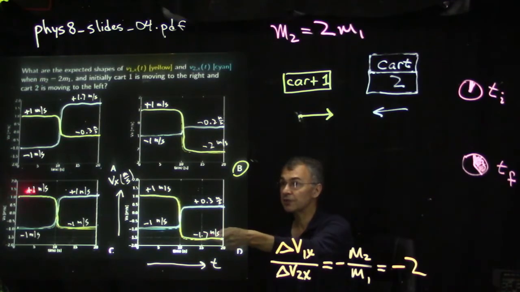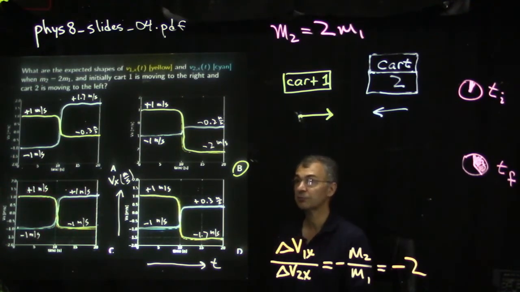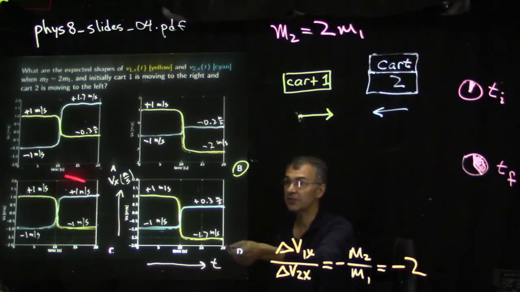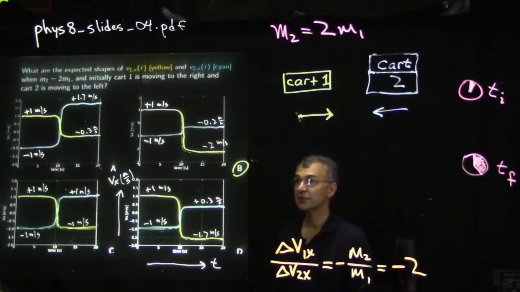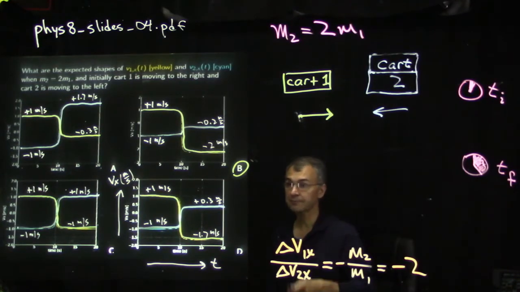So there's +1 down to -1. It's a change of -2. -1 up to +1 is a change of +2. C is what we would expect if the two carts had equal mass. They do not have equal mass.